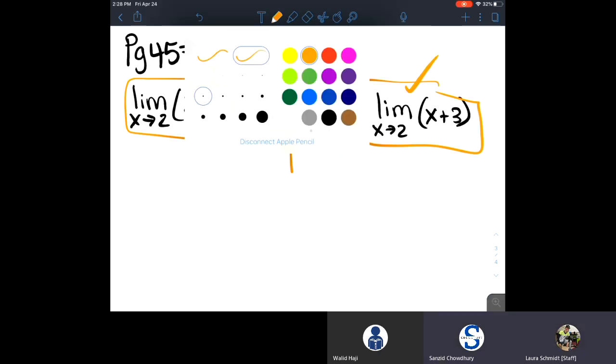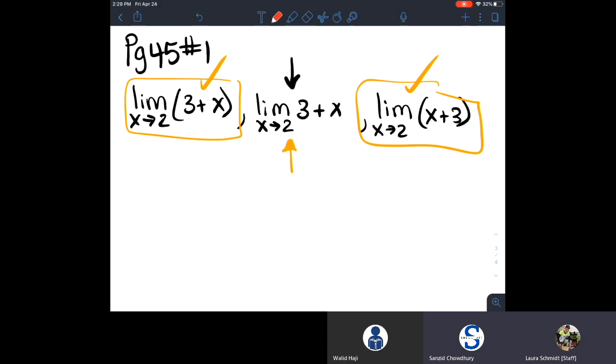I'm just looking at the answer. Sorry. Okay, this is like a technicality. Honestly, I didn't even think of this. They're saying because there's no brackets, it's just asking you for the limit of 3, and then plus x is not even a part of the limit. So whatever you want to include in the limit has to be in a bracket.